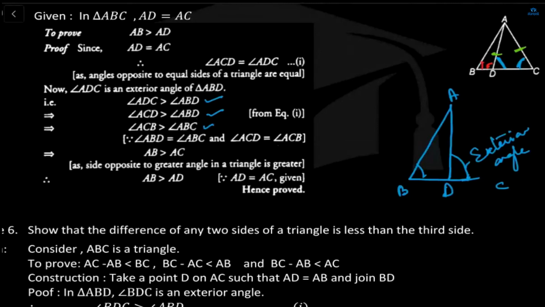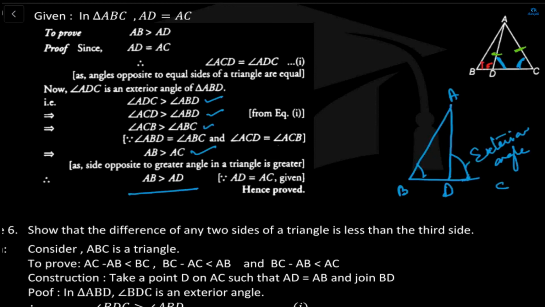So from here we have got that AB is greater than AC, because the side opposite to the greater angle is greater. AB is greater than AC, and AB and AC are equal to AD, so instead of AC we can write AD also. And instead of angle ACB we can write ADC also. So AB is greater than AD. Understood? Any doubt?